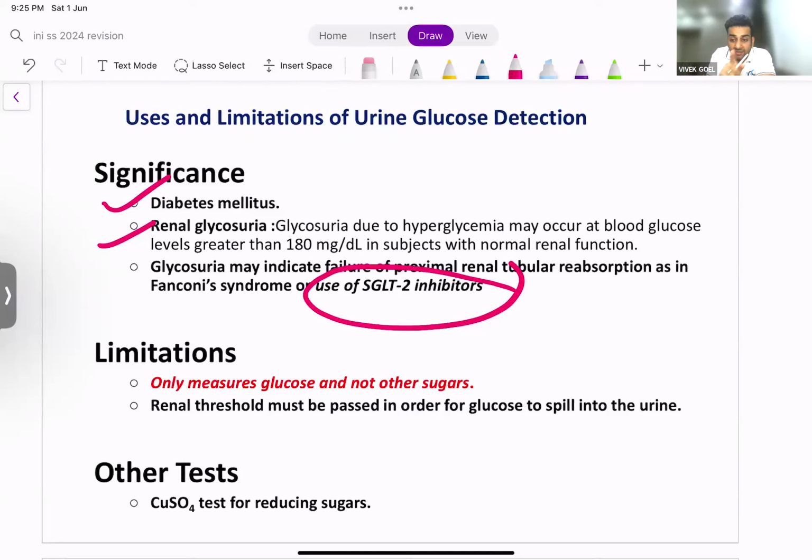Number one, uncontrolled diabetes. So always see the sugar levels of the patient. If they are high, it means you need to add insulin, you need to add higher drugs. But if the sugar is fine, HbA1c is controlled, and you see glycosuria, you know what the patient is on. The patient is on SGLT2 inhibitors. But understand that this test only detects glucose and not other sugars, which is very, very important.